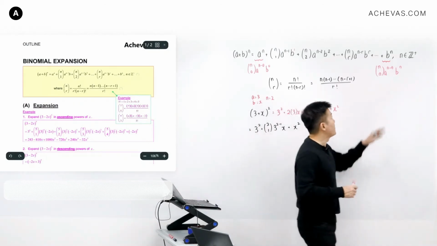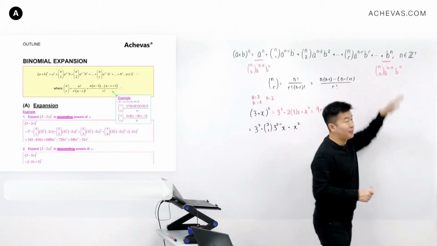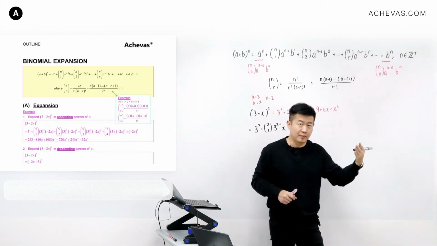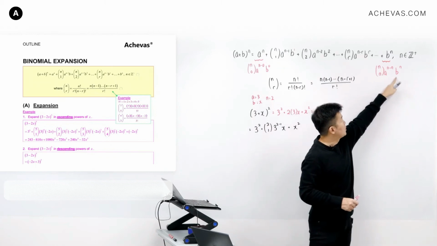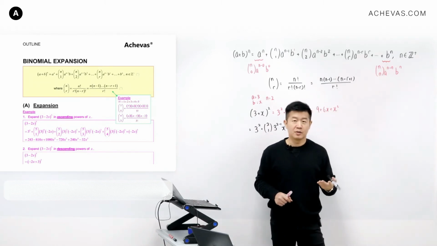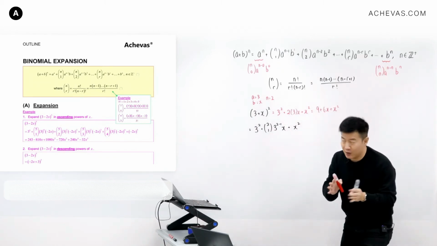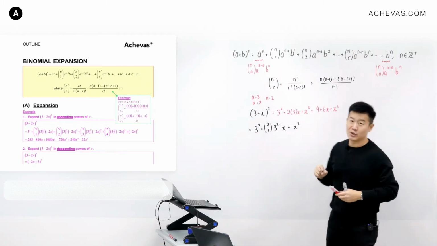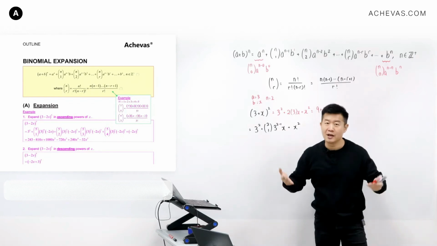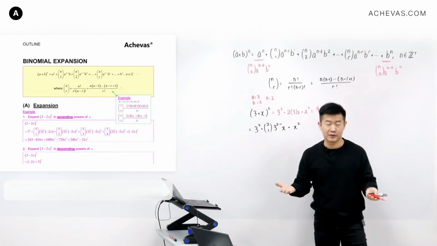And that is why this term will disappear. A to the power of n minus n is going to be a to the power of 0. It's also going to be equal to 1. So this will be 1, this will be 1. You will be just left with b to the power of n. And if you were to now count 0, 1, 2, 3, 4, 5, all the way until n, how many terms do you think there will be? There will be n plus 1 number of terms.